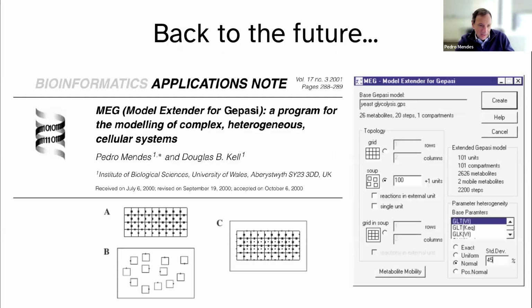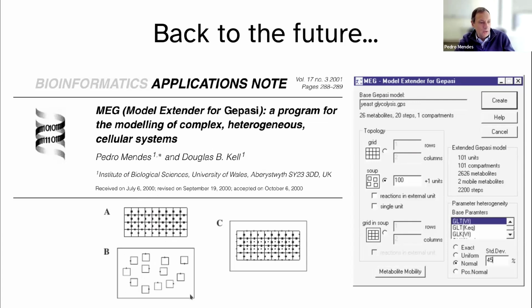Okay, so back to my building large models with small units. I had already done something like this more than 20 years ago in a program called MEG, which was for my previous software called Gepasi, which is essentially the precursor of Copasi. And MEG was already destined to do that. So you would take a simple Copasi model, and it would then create a more complex model that was a repeat of that simple model. And it allowed you to do basically cell cultures or tissues.